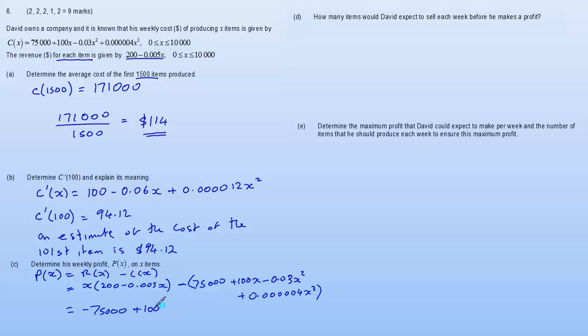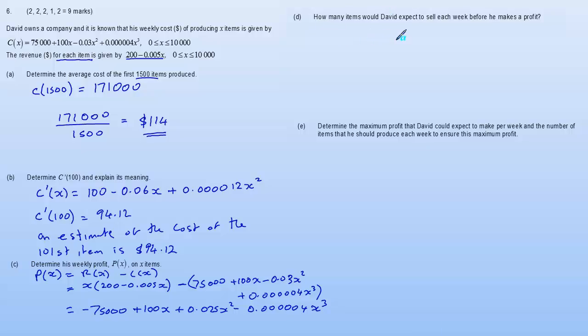plus 100x plus 0.025x squared, take away 0.00004x cubed.